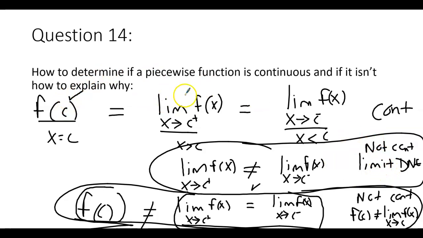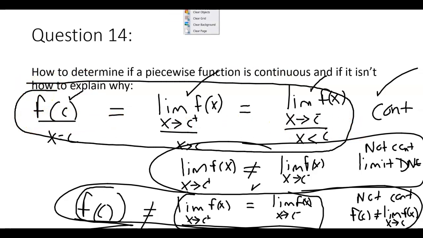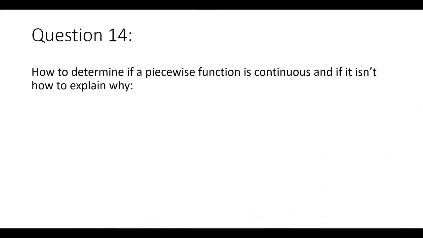Or you could have a situation where the left and right-hand limits don't match, and that means the limit doesn't exist. That's another reason why it would not be continuous. But if you find the function, the limit from the right and left, and all three are equal, then it's continuous. And the way you would explain that is just by stating this stuff right here, just writing all that out. That would be good enough. Okay, so that's how you show your work, and that's how you determine whether it is continuous or not and why it's not.